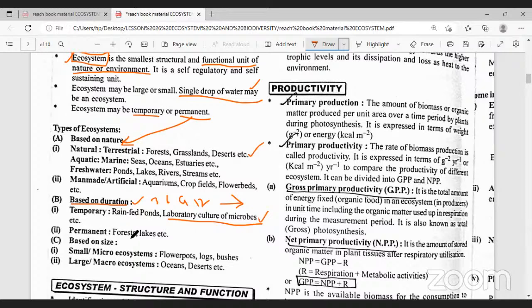Permanent, already told you, forest and lakes. Based on the size, it is also very, very important. Based on the size, large one, small one, that's all. The small micro ecosystem: a flower pot is a small ecosystem. Logs, bushes, these are all small ecosystems or micro ecosystems. Large, or macro, ecosystems, for example the ocean and desert, are known as large ecosystems.